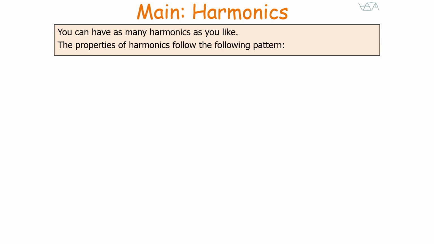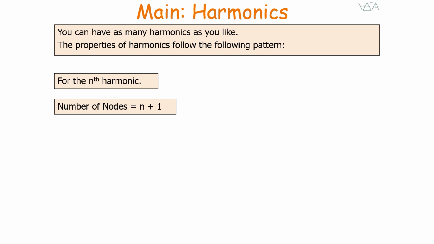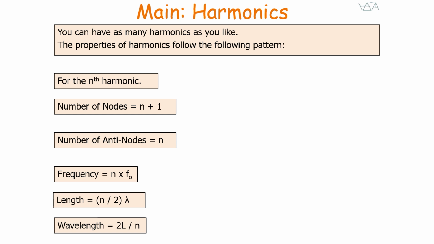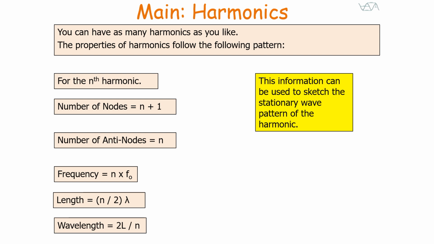The properties of harmonics follow the following pattern. For the nth harmonic, the number of nodes is equal to n plus 1. The number of antinodes is equal to n. The frequency of the nth harmonic is n times the frequency of the first harmonic. The length is equal to n over 2 times lambda, and the wavelength of the nth harmonic is 2L over n. This information can be used to sketch the stationary wave pattern of the harmonic.